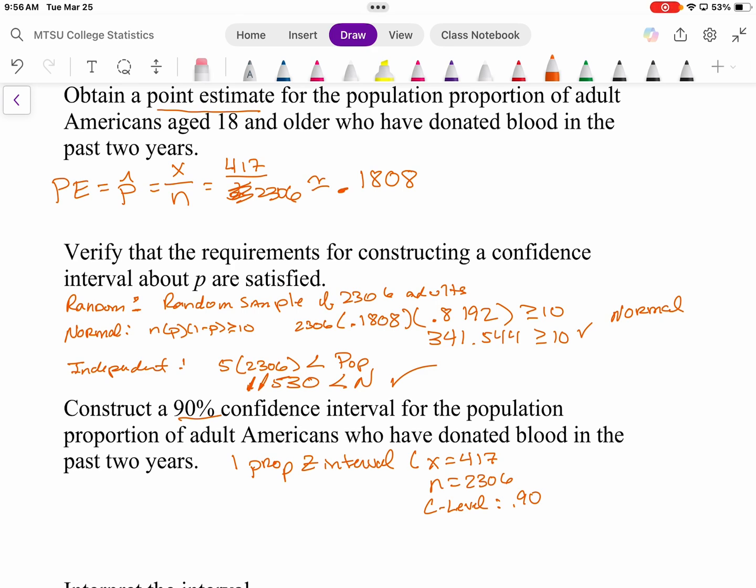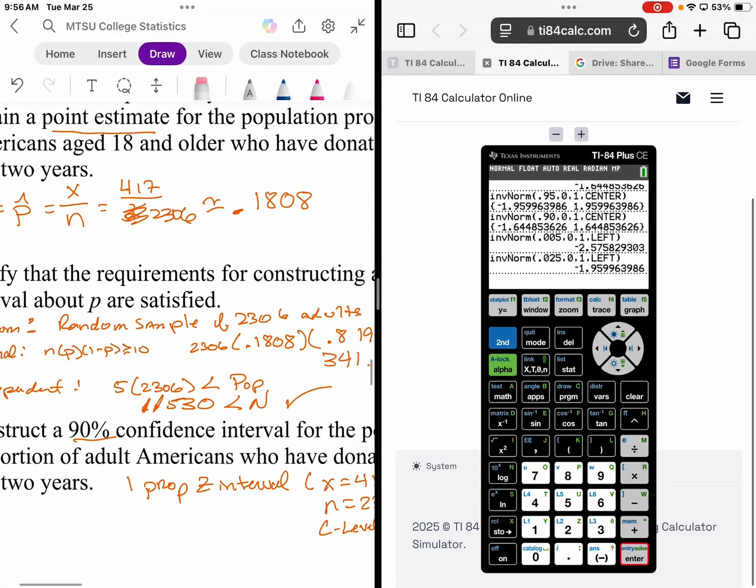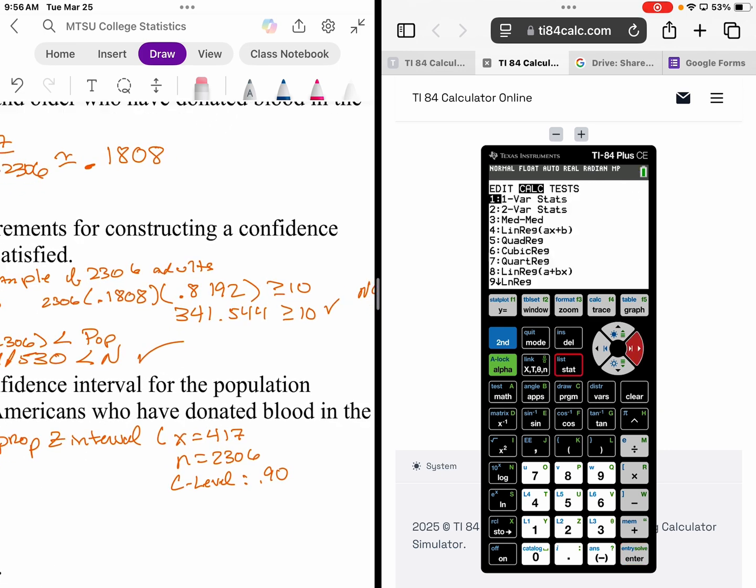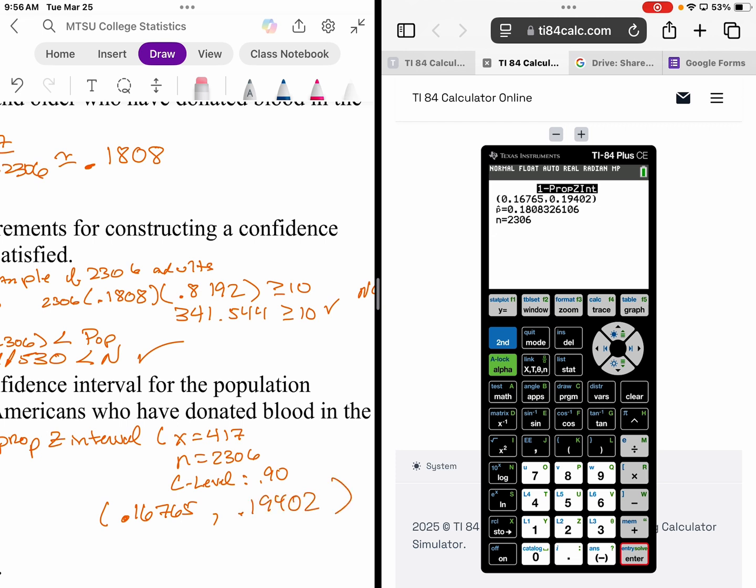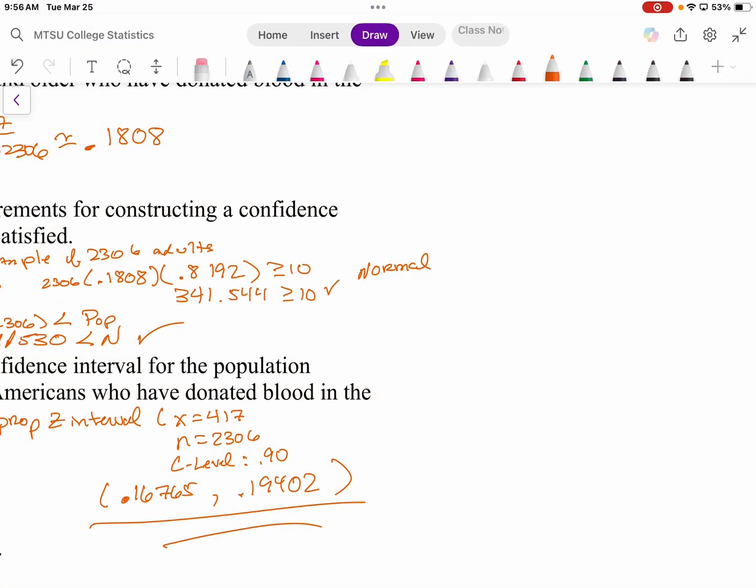And so now I'm ready for the calculator. Stat over to test, down to option A, and then type in my 417, my 2306, 90% confidence interval, so 0.9. And we find that the interval from 0.16765 to 0.19402, that's the interval that captures the true proportion of people that donated blood.